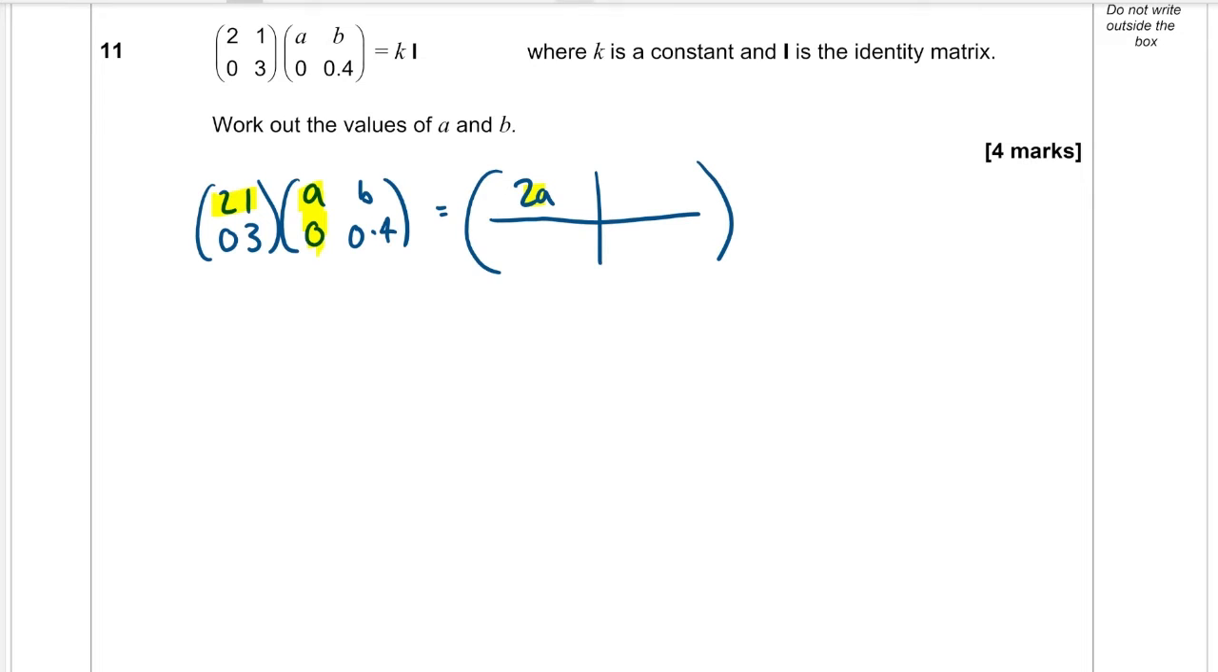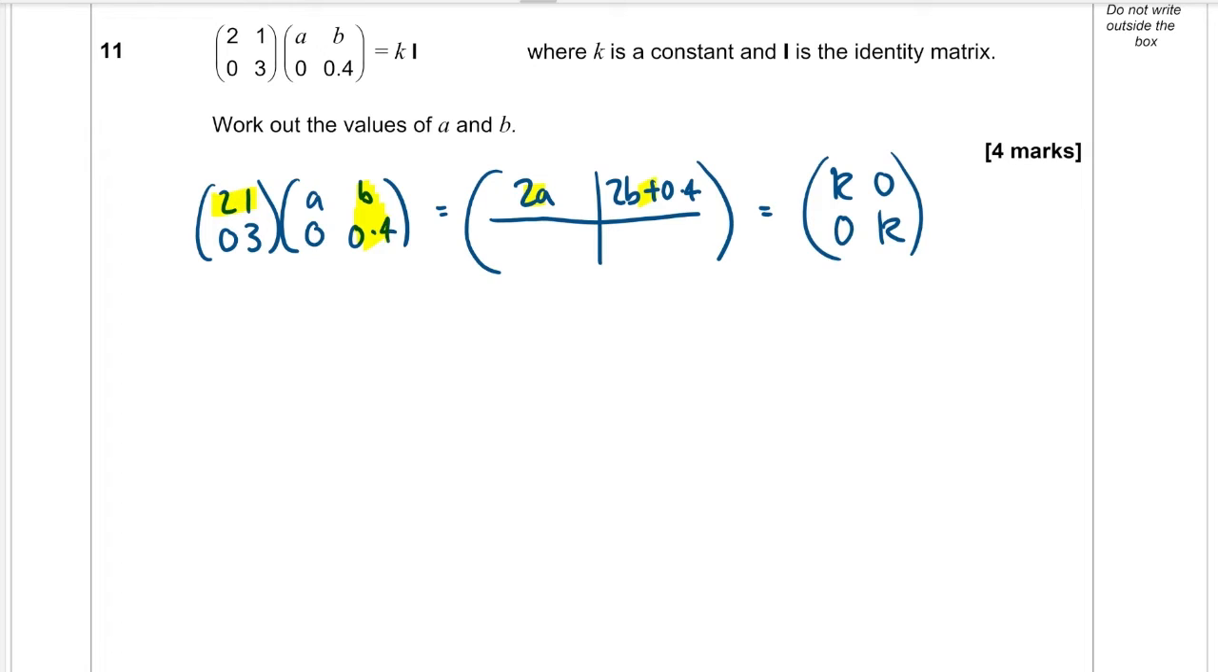The next one I'm going to do is the top right. So the top right is the top row multiplied by the right column. So this is going to give me 2b plus 1 times 0.4, so that's 2b plus 0.4. And I think that is actually all I need, because I'm told that this is equal to kI. Now I is the identity matrix 1, 0, 0, 1. So when I multiply that by k, that's the same as k, 0, 0, k.